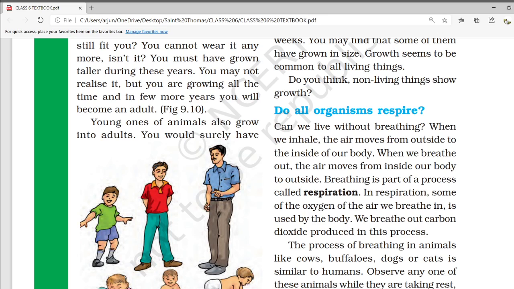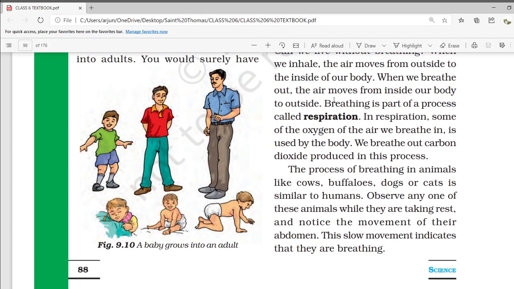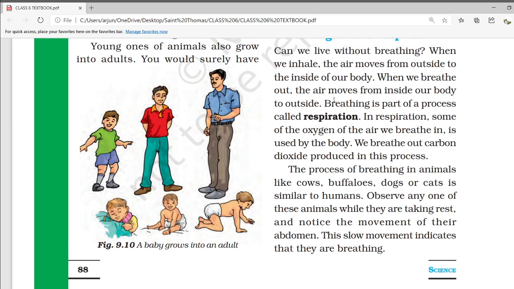First, we inhale the air. The air moves from outside to inside of our body, and then we exhale the air. The air moves from inside to outside of the body. This breathing process is called respiration. In respiration, some of the oxygen of the air we breathe in is used by the body. Why do we inhale? Because the body needs that oxygen. We breathe out carbon dioxide produced in this process.